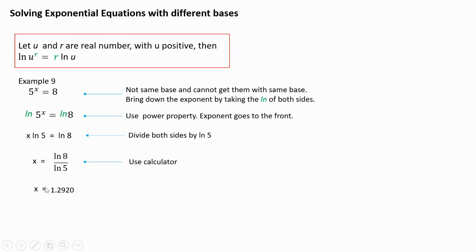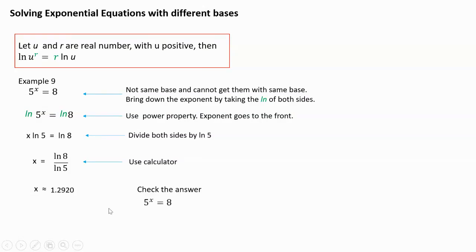I put those wiggly lines, which mean approximately, because at times it's going to be a decimal that never ends. I believe it's called an irrational number. It never ends, so you have to round off to 3 or 4 places, depending on your homework, on the Pearson, or on the instructions of the instructor. They might say round off to 3 places or 4 places, whatever it is. But in this case, we just round off to 4 places. So the answer is approximately 1.2920.